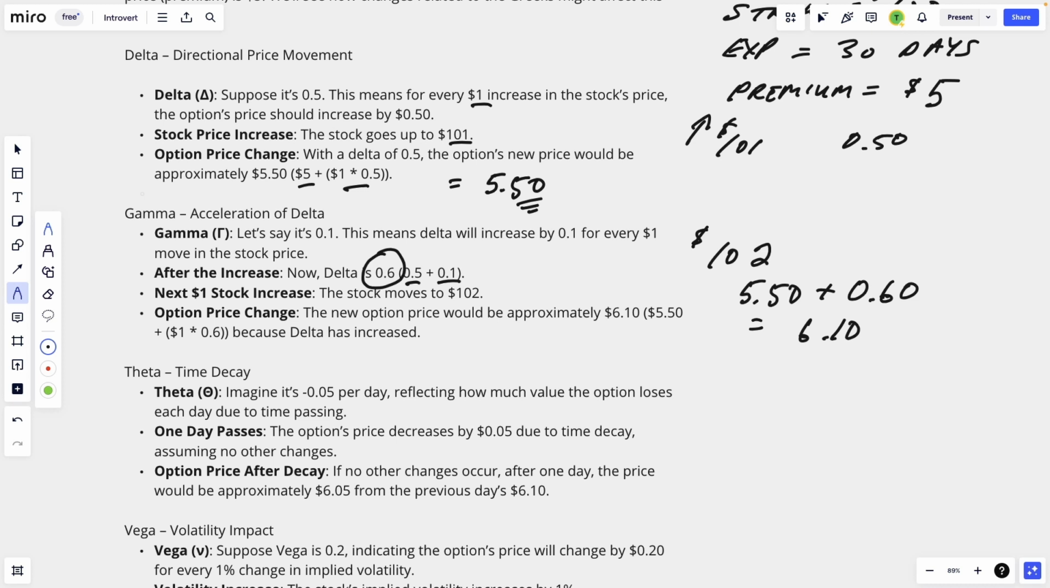So just in these examples, we can see that the delta changed. When the stock's gone up by $1, we added 50 cents to the option, and then it goes up by another dollar, and we add 60 cents now because gamma has changed delta. And now when the stock's risen by $2, our option price has gone up by $1.10.